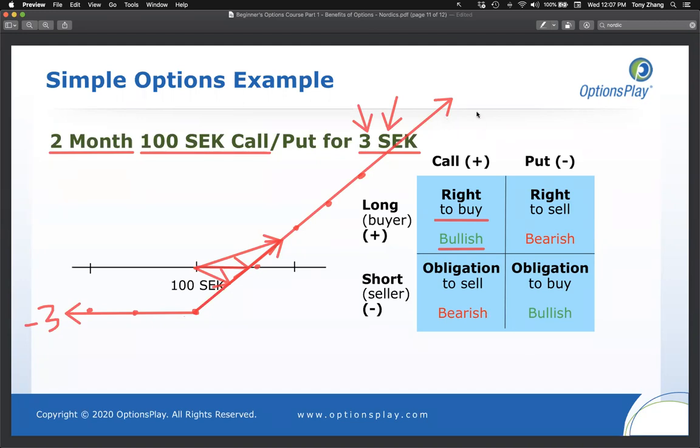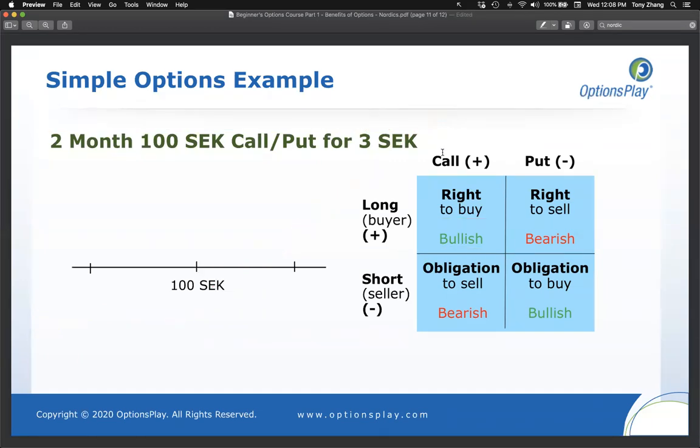Perfect. Okay. So now that we looked at that call buyer, we see what it looks like to buy a call. Now let's look at what happens to the person who sold that call to the person who bought it. So we're going to go through the same example. Instead of buying the call, you sold this call. And 2 months later, the stock is still trading at 100 crowns.